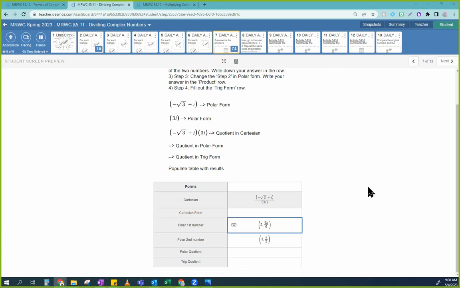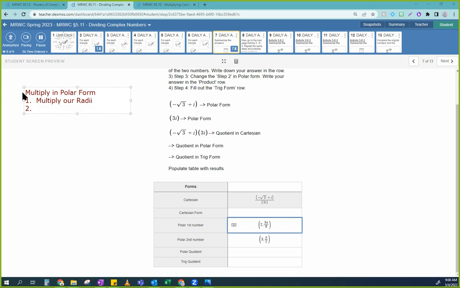Okay, so we're talking about dividing in polar form. Let's just review really quickly how to multiply in polar form. When we multiply in polar form, someone said we multiply our radii. Radii is the plural of radius, just in case you didn't know what I was talking about.